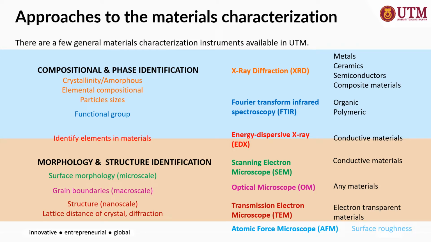Each material characterization will give different results. For example, for XRD, we can analyze metals, ceramics, semiconductor, or composite materials as our sample, and we can obtain crystallinity or amorphous information, elemental compositional, and particle sizes. We can obtain from XRD. For the FTIR, most likely we can only use organic or polymeric samples, and from there we will obtain the functional groups data from our sample.